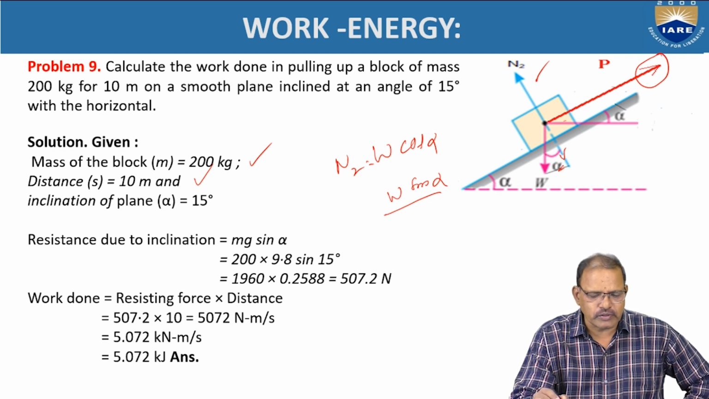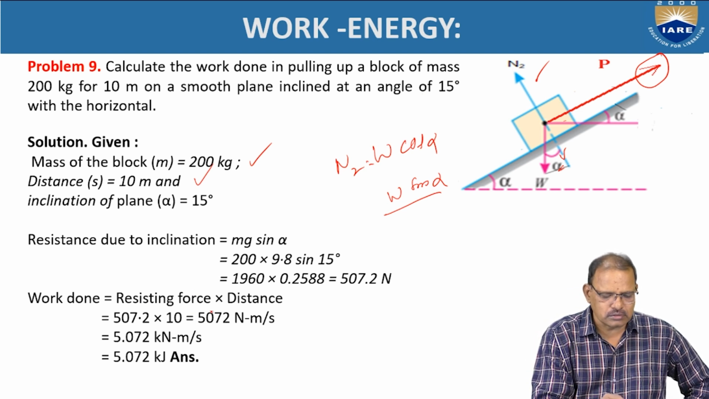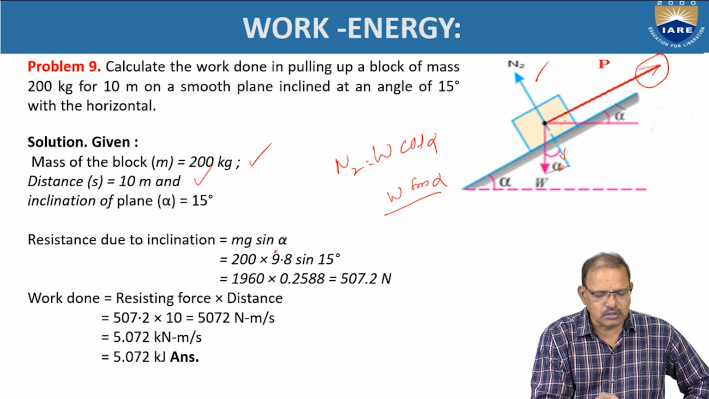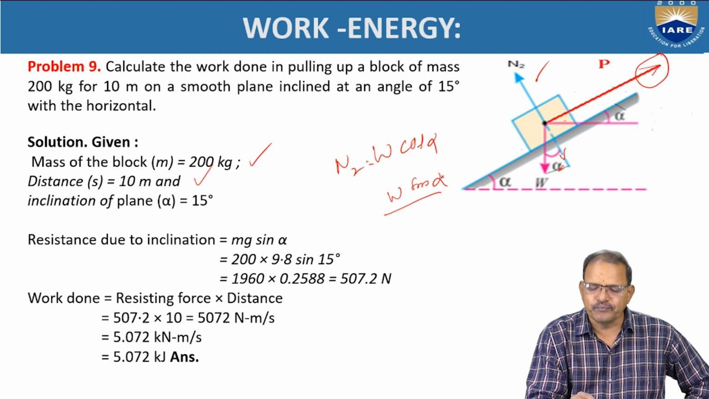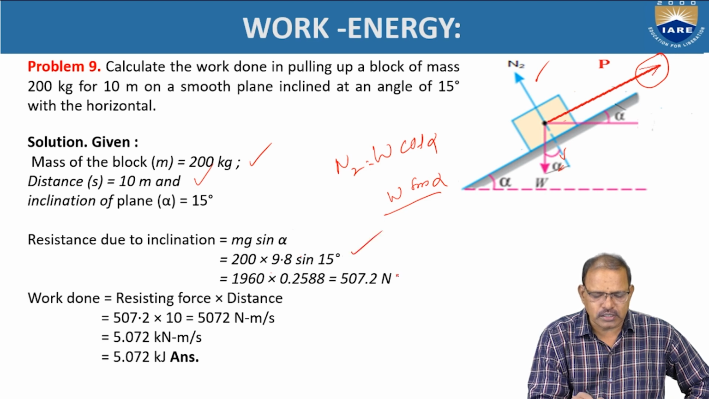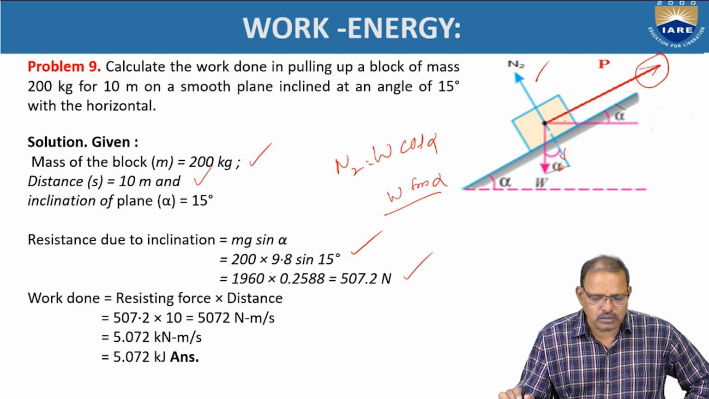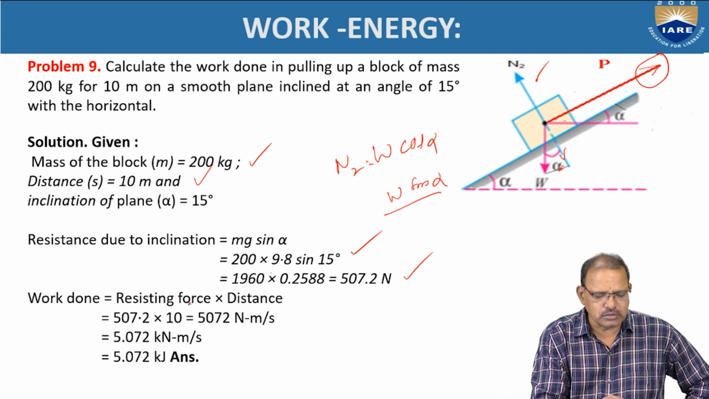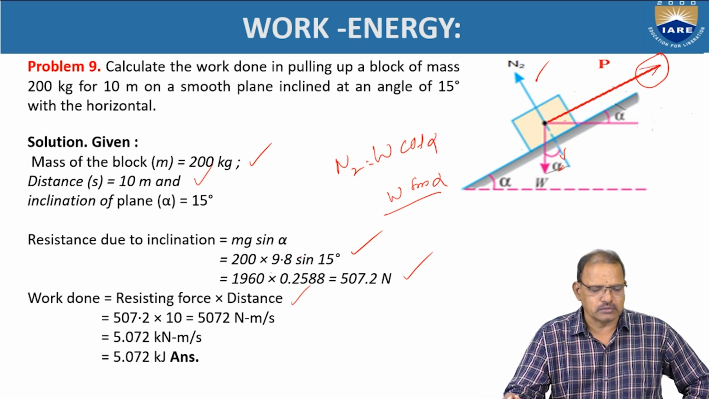From this relationship, the mass is given as 200 kg. The weight component which is acting along the inclination of the plane is equal to mg sin alpha, that is 200 into 9.8 into sin 15 degrees, which is equal to 507.2 newtons. The work done is equal to the resisting force multiplied by the distance, which is equal to 5.072 kilojoules.